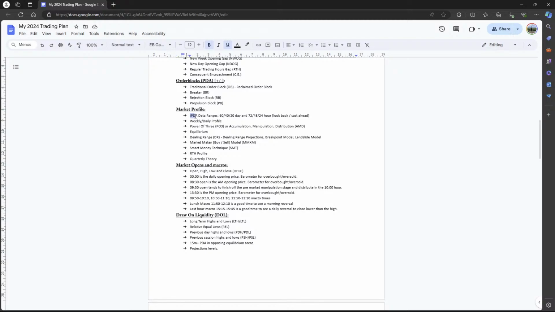Market profiles. I use the IPDA data ranges: 60, 40, 20 days and 72, 48, 24 hour look back and cast ahead. The weekly or daily profile, basically the accumulation, manipulation, distribution on the daily chart or weekly chart. Power of 3: accumulation, manipulation, distribution.